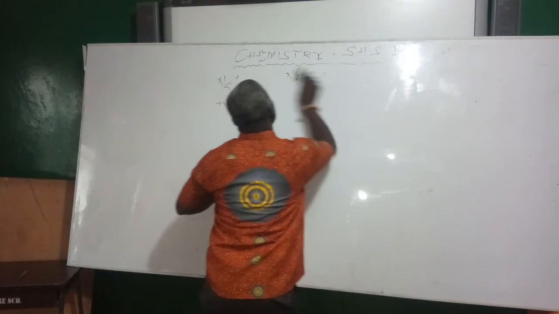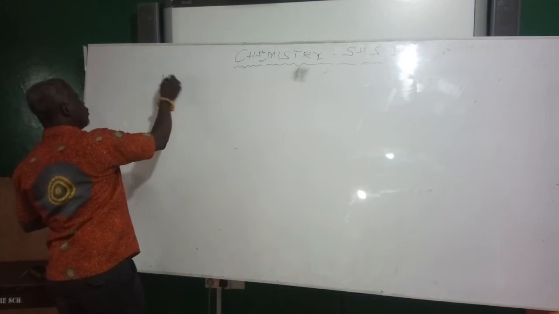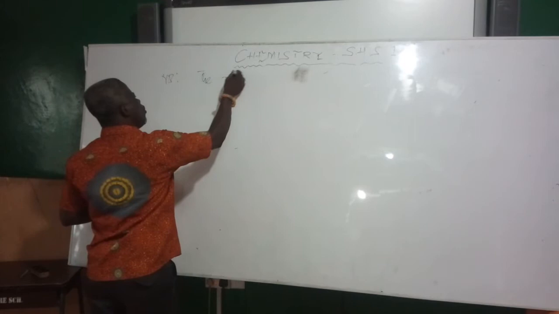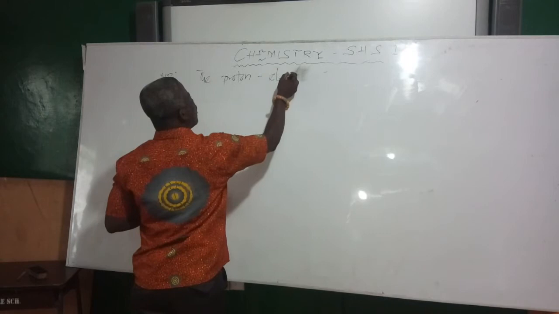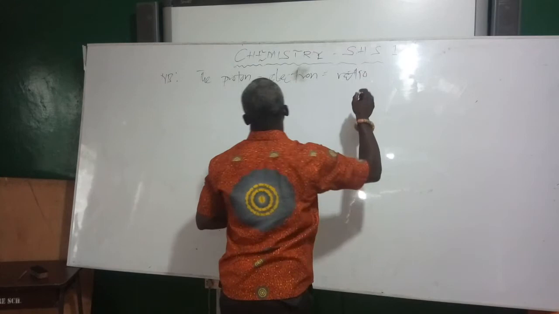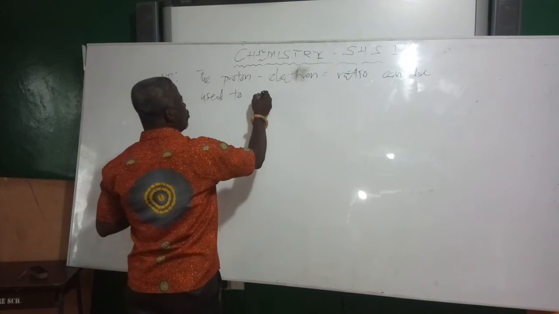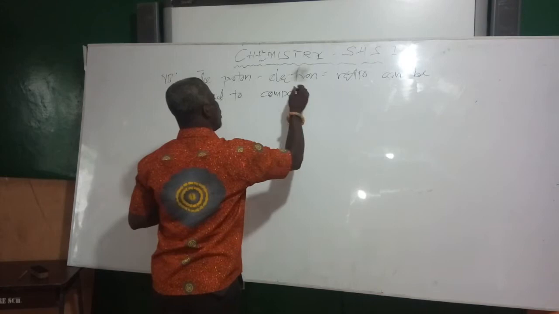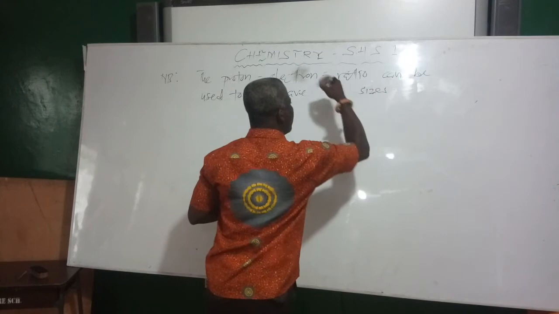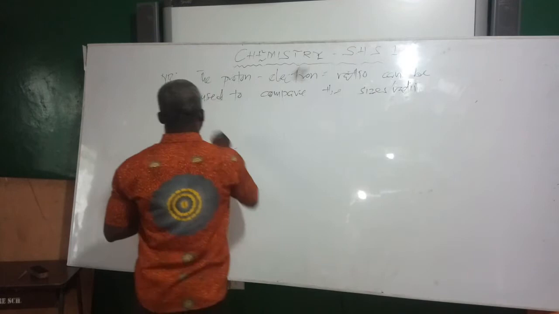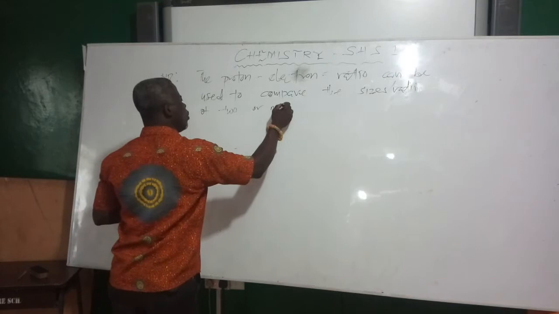Let's move on to difficult ones. So note, the proton electron ratio can be used to compare the size or radius of two or more species.